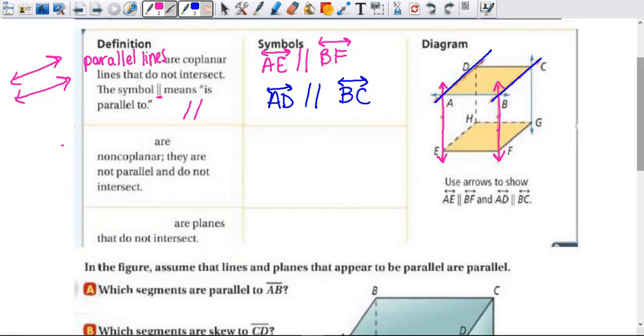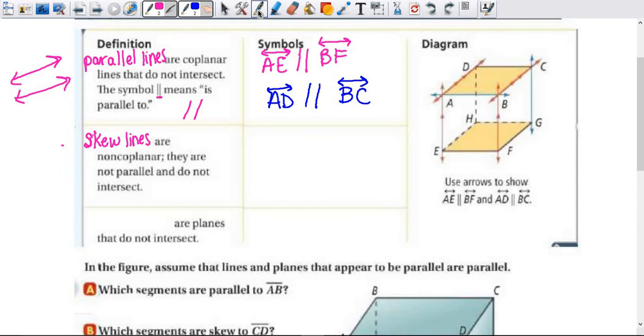Next, we've got skew lines, S-K-E-W. Skew lines are non-coplanar, so they are not parallel and do not intersect. That sounds a little weird, but what we're talking about here is, let me erase these lines so we can draw on our picture. We do not want them to be on the same plane, we don't want them to be parallel, and we don't want them to intersect.